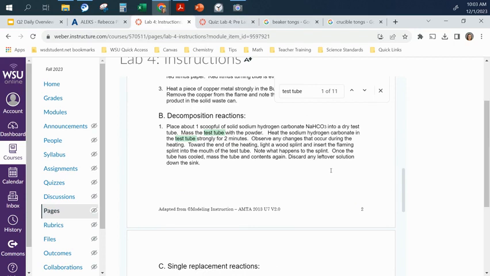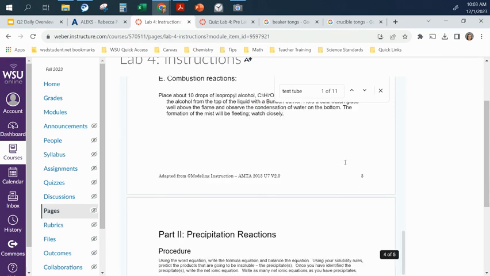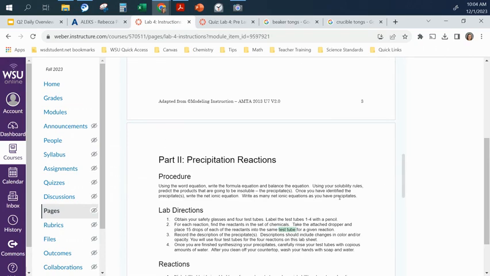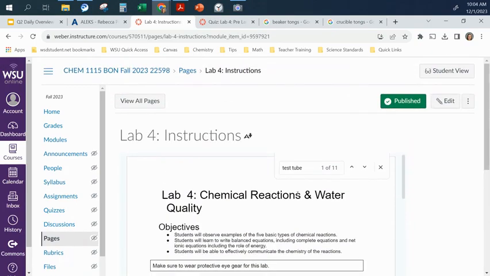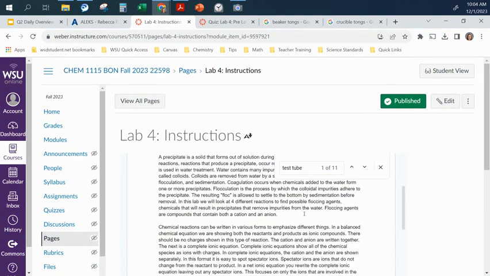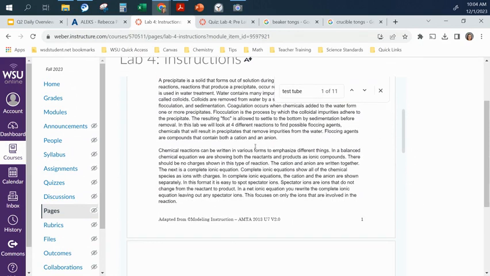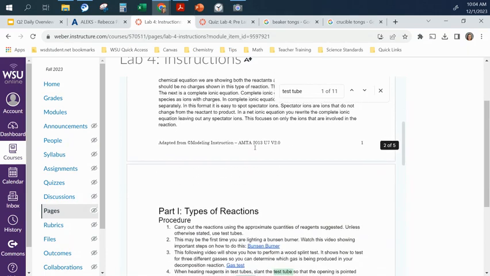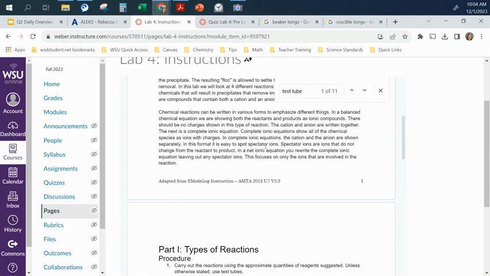Let's see if they have that. Here we go. So this is in the decomposition reactions. Towards the end of heating, light a wooden splint. Insert the flaming splint into the mouth of the test tube. Note what happens to the splint. Oh, it doesn't tell us. Note what happens. Are they not going to tell us?